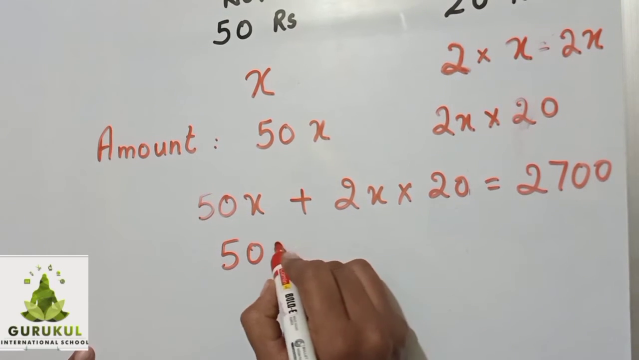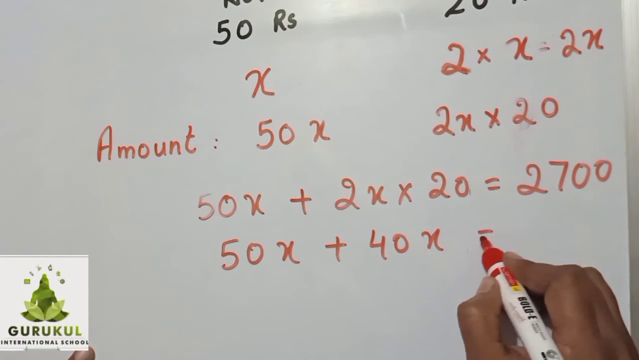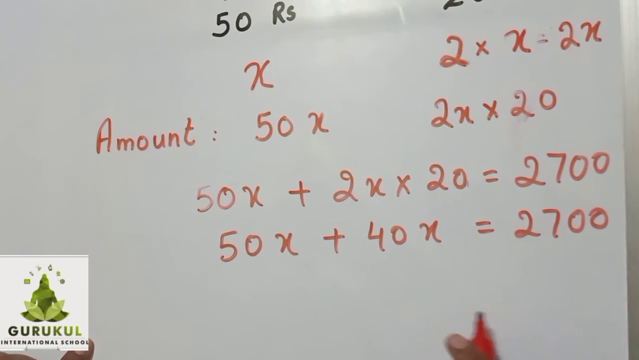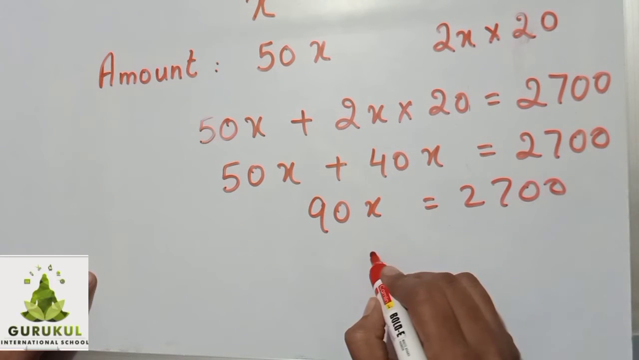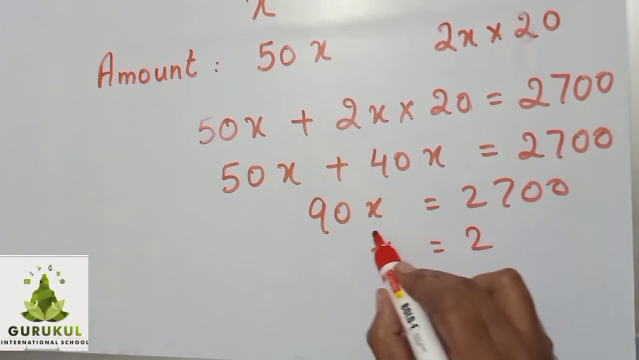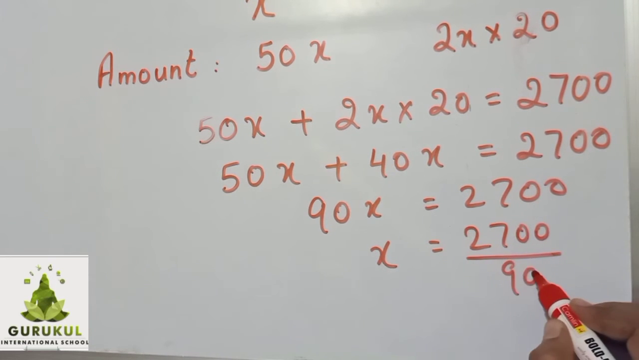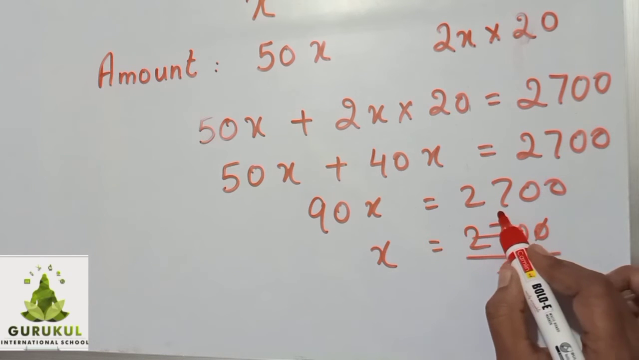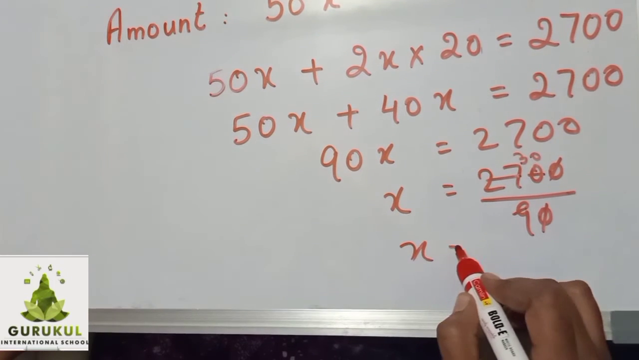You will get 50X plus 2 20s are 40X is equals to 2,700. Now you know how to solve it. Is it clear? So what you are getting? 90X is equals to 2,700. Find the value of X now. So 90X means 90 into X. So when multiplication comes to this side, it becomes division. So divided by 90. So this will get cancelled. 9 3s are 27 and zero. So 90 30s are 2,700. So X is equals to 30 you will get.